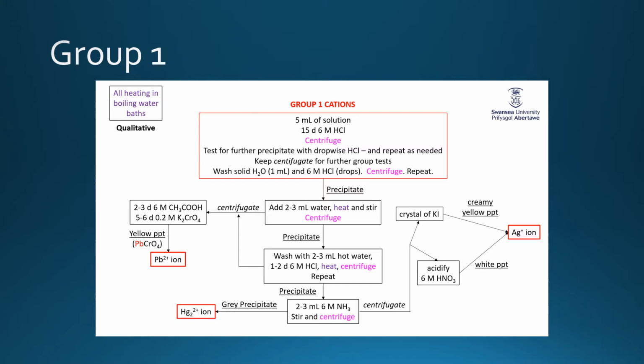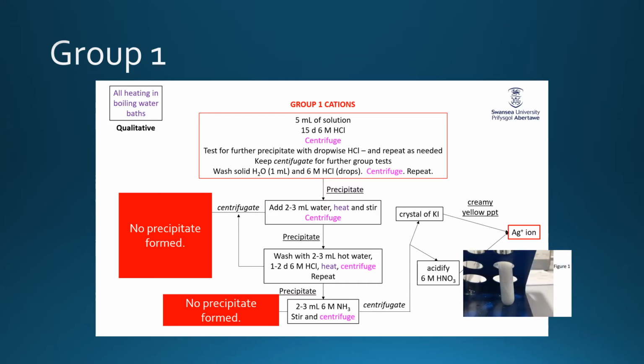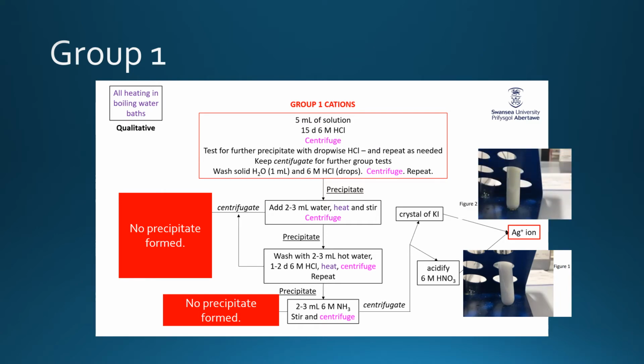When doing the test for lead, we found that no precipitate formed, and also for mercury, again, no precipitate formed. However, when acidified with 6 molar HNO3, we had a nice white precipitate forming, and with the crystal of KI, we had a kind of yellowy, creamy precipitate as well. So this is quite conclusive that we have silver in our unknown solution.